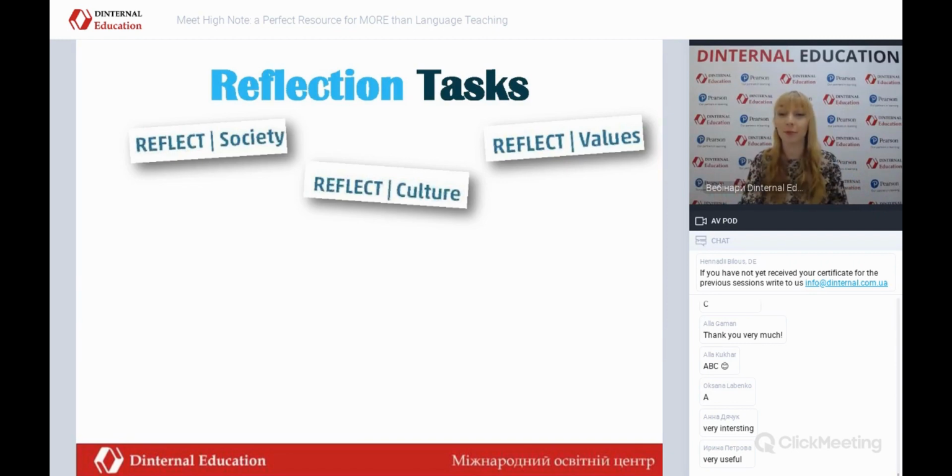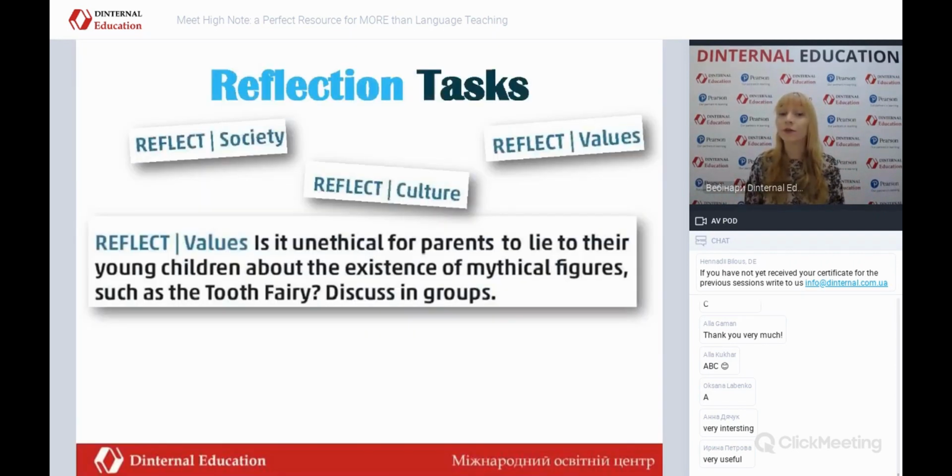So just to give you some examples, a reflect values, maybe something like this. Is it unethical for parents to lie to their young children about the existence of figures, such as the Tooth Fairy or Santa Claus or Father Frost and so on? Discuss in groups. What do you think? Just general wondering. Do you think it's okay, or do you think it's not great? We will not discuss that, obviously, because we don't have time, but that is a question. Yes, I absolutely agree. This is something to think about.